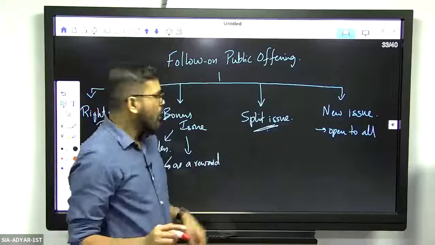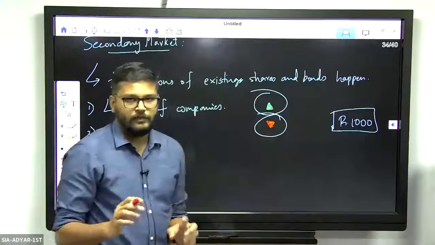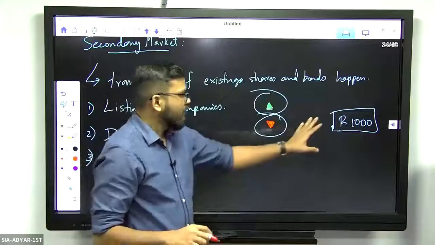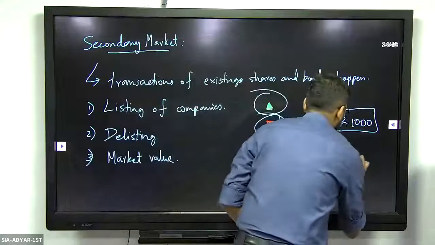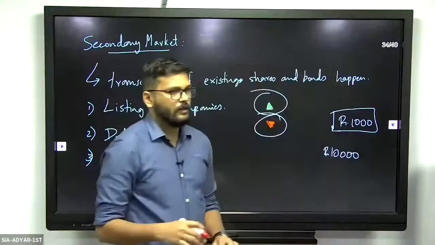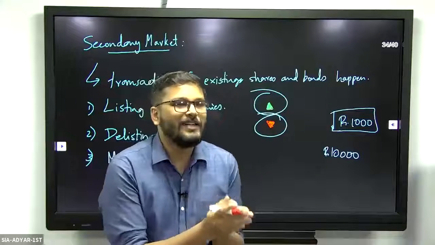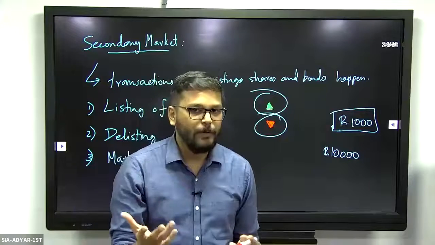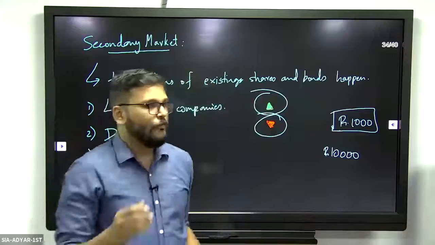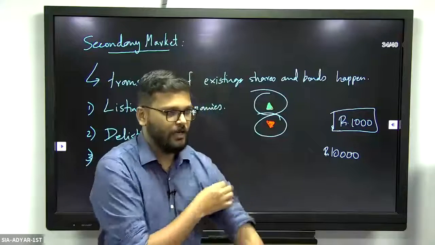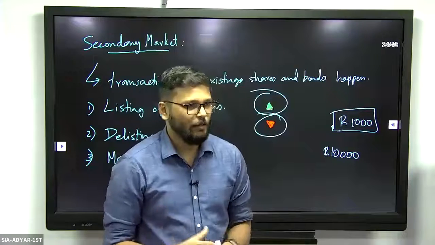So split issue. Now, a company initially issued, let's say, a share for 1,000 rupees. That is the face value. Now, the market value of this share has risen so much that it is now selling at 10,000 rupees. At 10,000 rupees, those shares can probably be accessed by only a limited number of people. A lot of people do not have huge sums of money to invest in one share. They want to invest in multiple shares. So if 10,000 rupees has to be invested in a particular share, a lot of people may hesitate to buy that share.